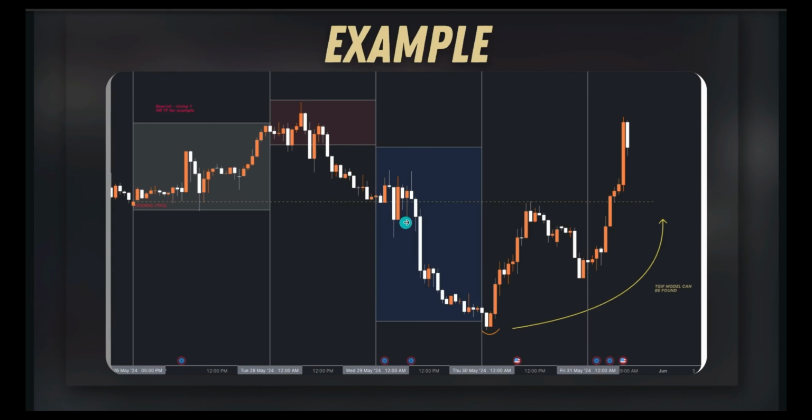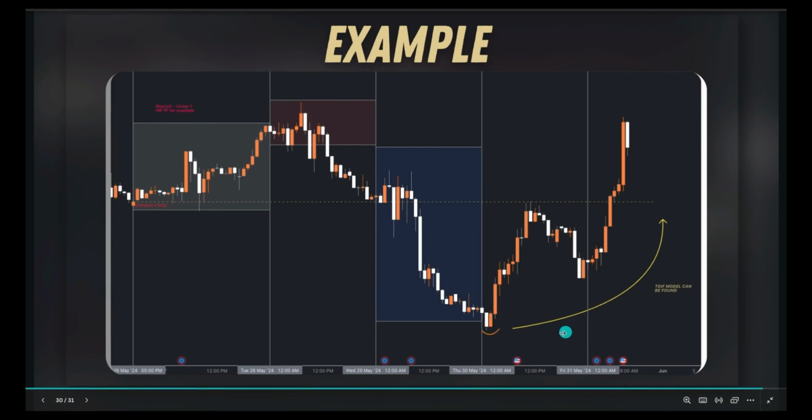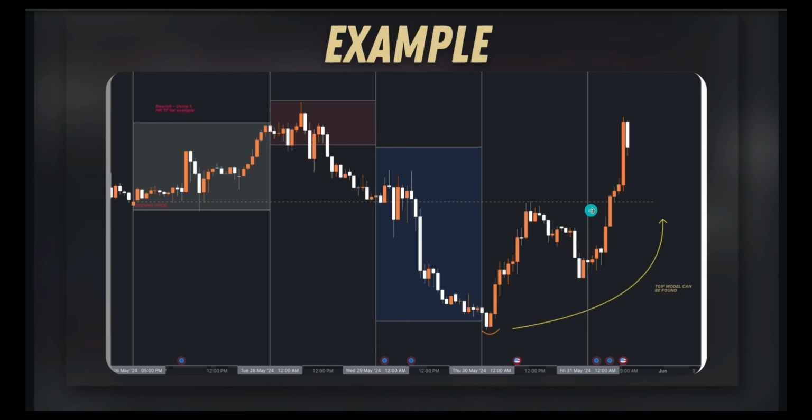And then finally, price starts distributing down on Wednesday, and with Thursday giving the final sweep of liquidity, as you can see right here, with price repricing itself, going back up, back into the range, or back over the opening price. And the TGIF model can also be found here.